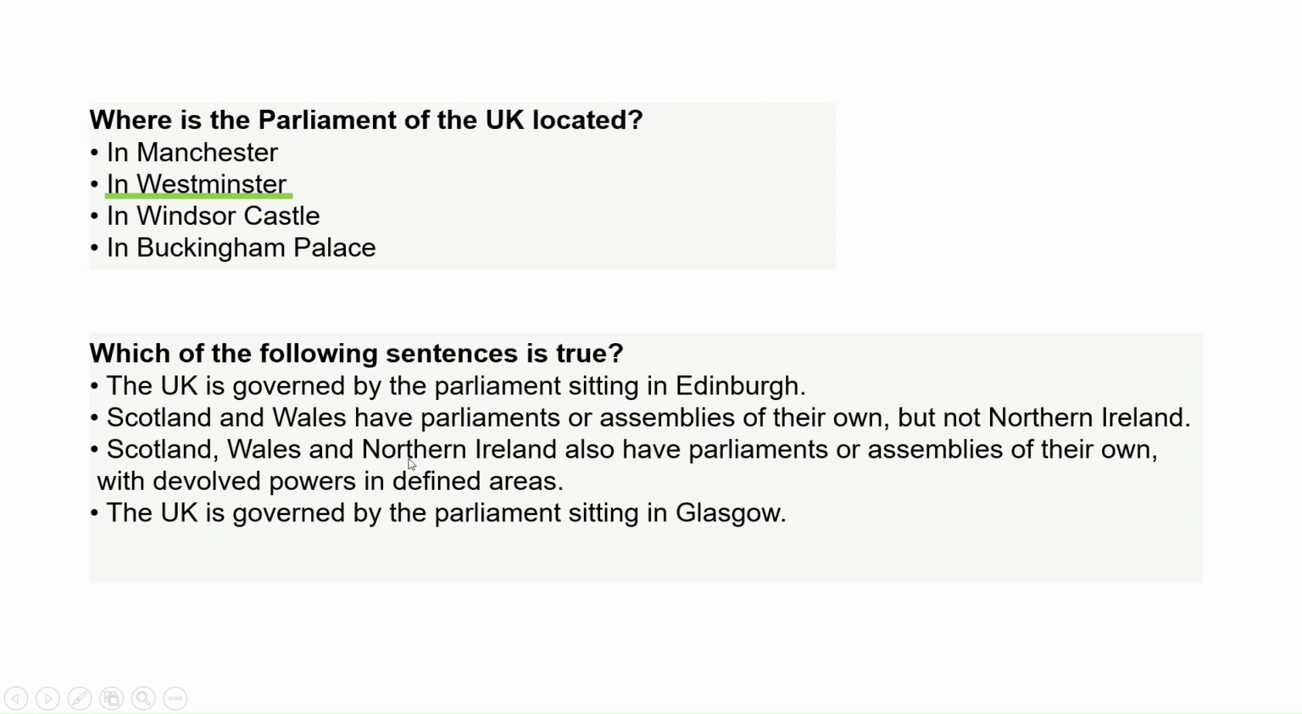Scotland, Wales and Northern Ireland also have parliaments or assemblies of their own, with devolved powers in defined areas. The UK is governed by the Parliament sitting in Glasgow. That's not true, so that's false. And we know that Scotland, Wales and Northern Ireland also have parliaments or assemblies of their own, with devolved powers in defined areas. So that's the right answer.